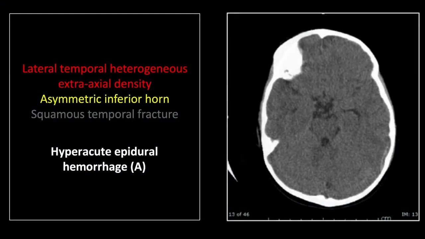Our next case is a hyperacute epidural hemorrhage. A hyperacute epidural hemorrhage can be of mixed density. Sometimes these can be so hypodense as to be quite subtle. So that is a phenomenon I'd like you to keep an eye out for. Note here again, we have the dilation, displacement, and distortion of the inferior horn suggesting the presence of mass effect.